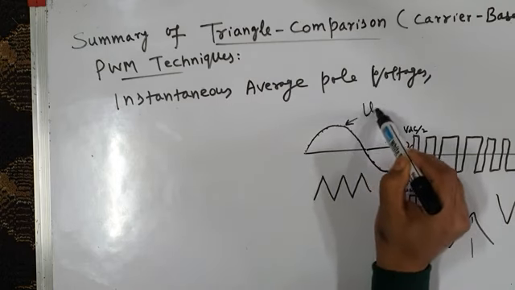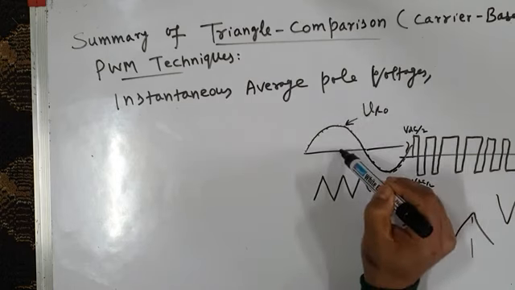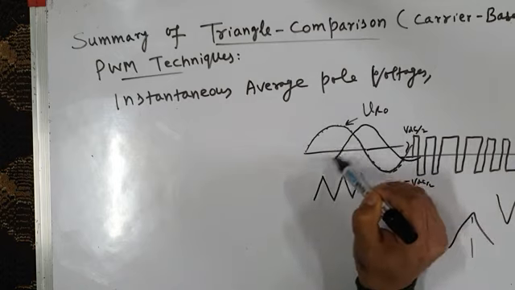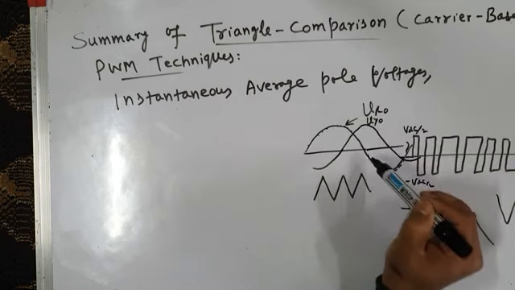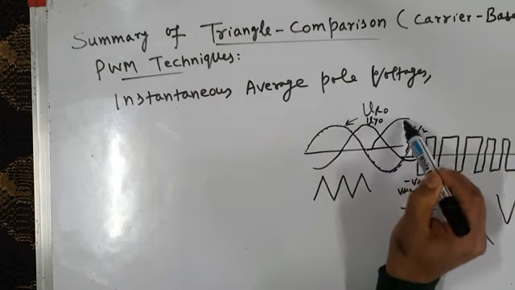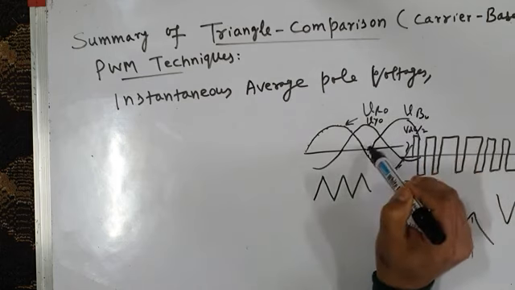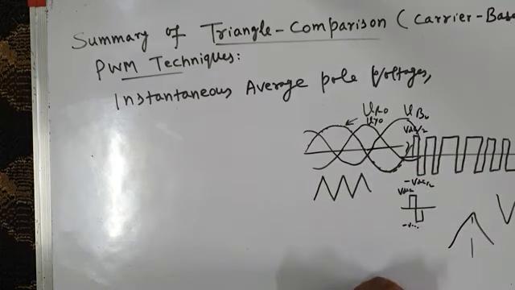This may be pole voltage VRO. Similarly, your VYO will also be sinusoidal, and the instantaneous average pole voltage VBO will also be sinusoidal like this. Therefore, if your modulating waves or target reference waves are sinusoidal, the instantaneous average pole voltages will also vary sinusoidally in DC to AC converters, that is, in inverters.